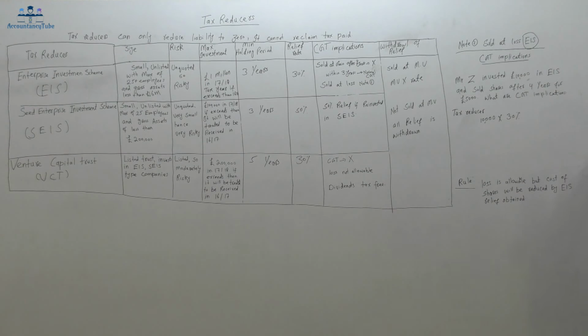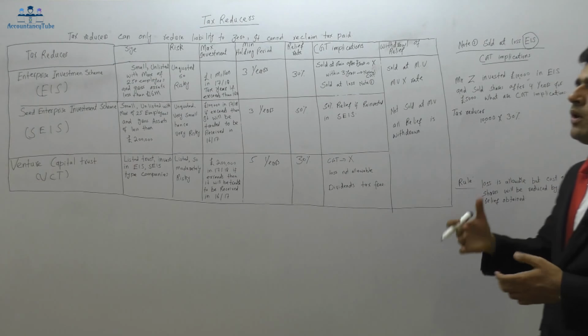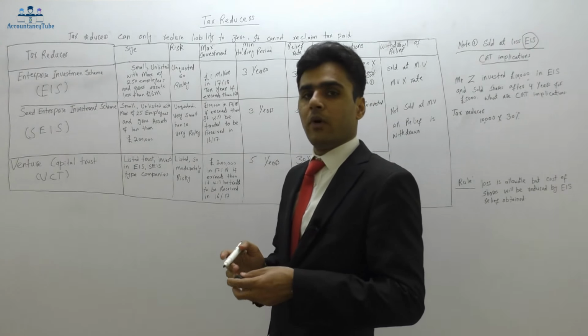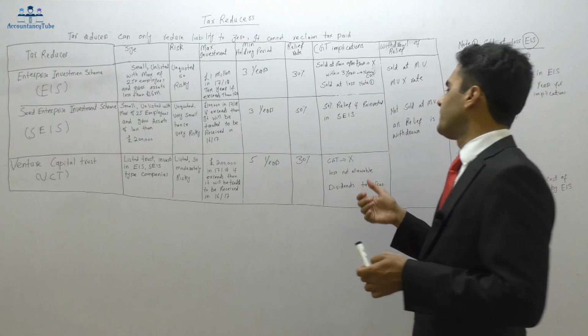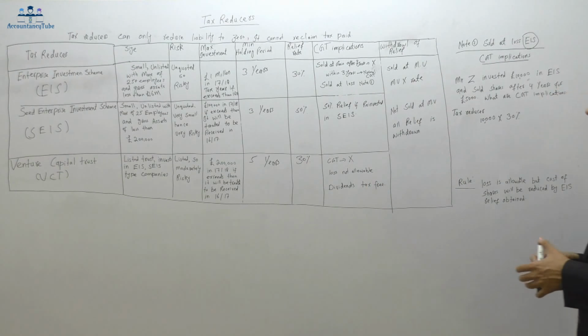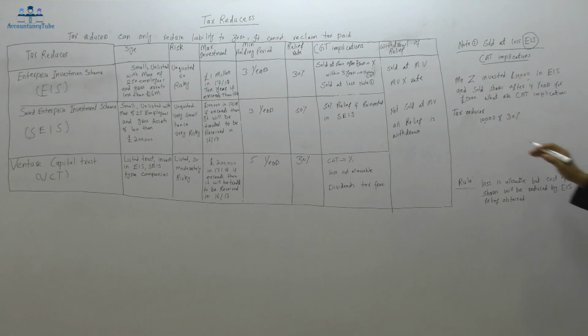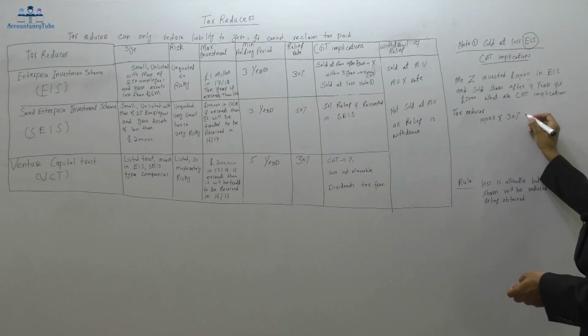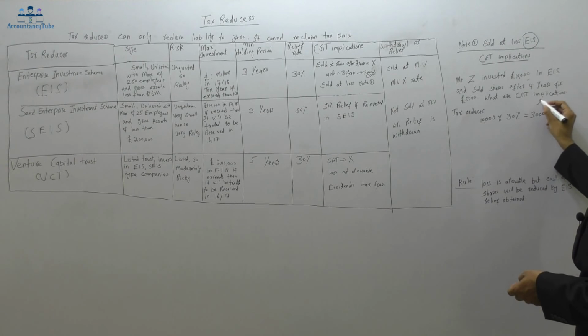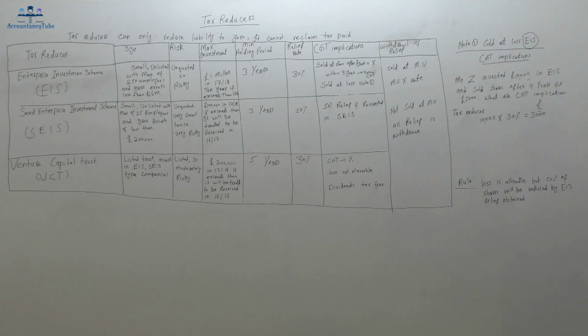All right. However, this loss treatment which we are going to do now is regardless of how long you hold the shares for. Even if you sell the shares within the 3 years period or more than 3 years, the treatment of the loss will be exactly the same. So the initial treatment was that we get the 30% relief. So Mr. Z got the relief of £3,000 initially. Then what happened is that he sold the shares at a loss. So what would be the CGT implications?